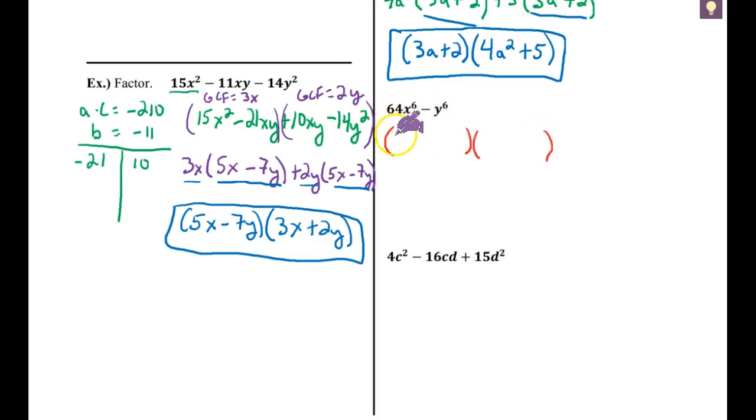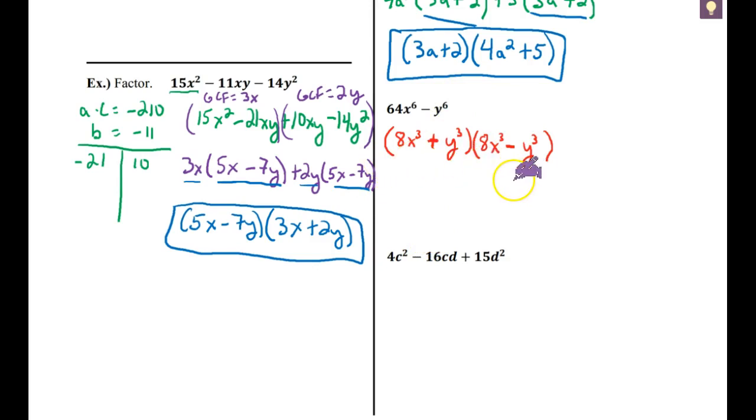What times itself would give me 64? 8 times 8. And then remember to find out what times itself would give me x to the 6th, we take the 6th and divide it by 2. So x cubed times x cubed. Same thing, I need my conjugates here, the plus and minus. And I'm breaking up y to the 6th into y cubed times y cubed. Again, these are squares. I just take 6 and divide by 2.